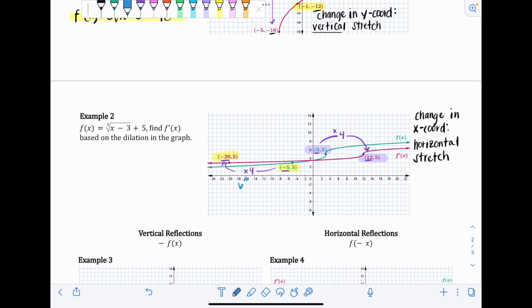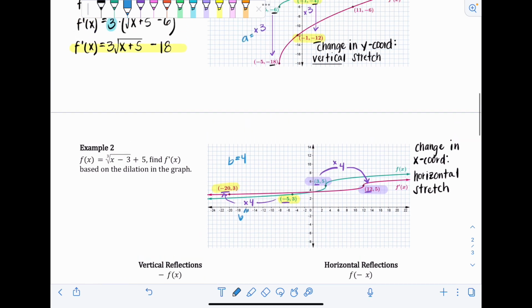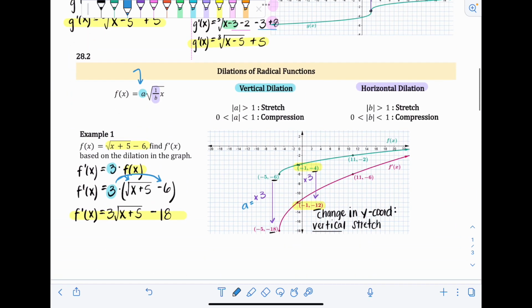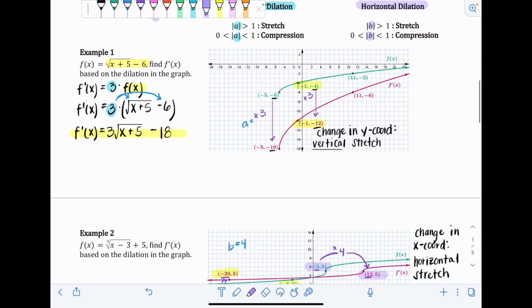Okay, so our B is 4. So I'm going to scroll back up really quick just to point something out. It's important to know what the different variables represent typically, because they stay consistent throughout math. So A is for vertical dilation, B is for horizontal dilation, so that'll stay consistent throughout the year.